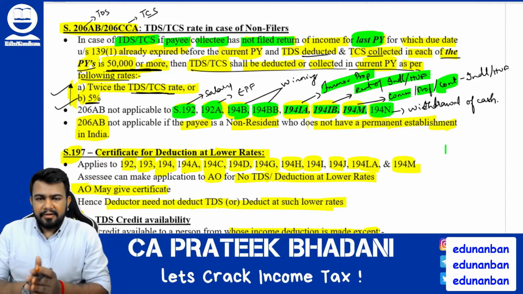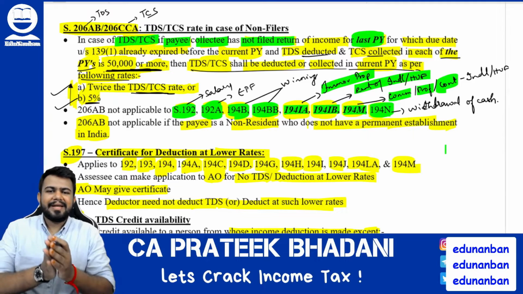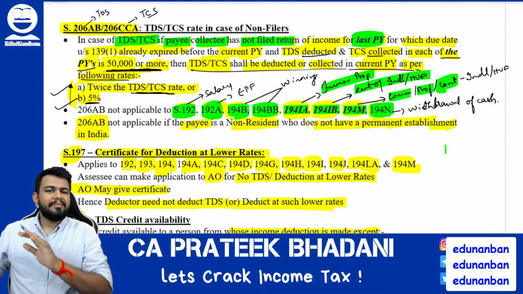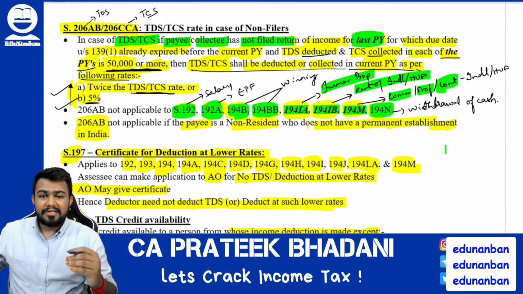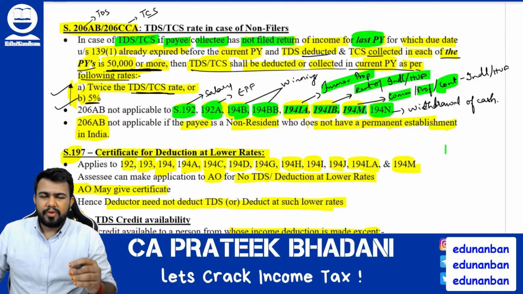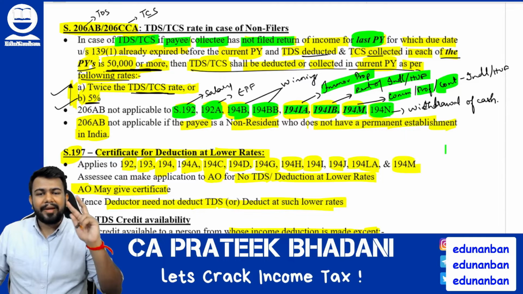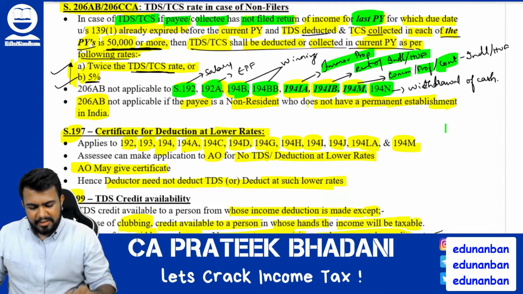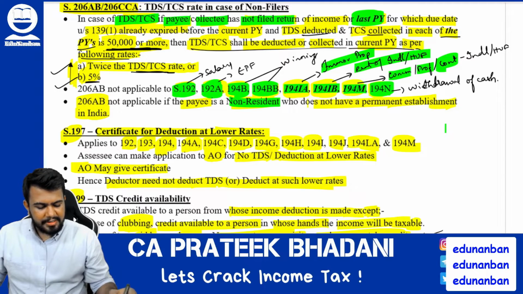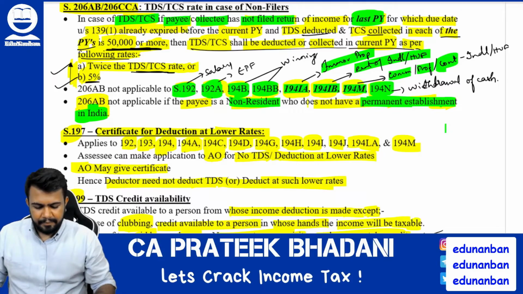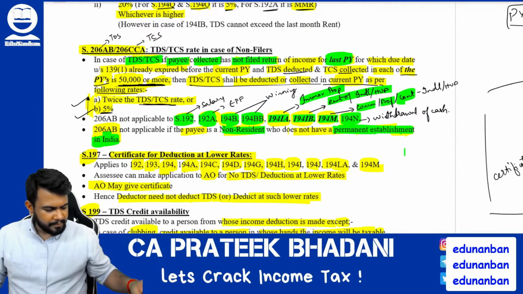So if the due date for income tax return is over before the previous year, and in that year the income tax return was not filed and TDS or TCS was above 50,000 rupees in that year, then in this year, that is the previous year 22-23, TDS or TCS will be twice the rate or 5%, whichever is higher. Also this section is not applicable to a non-resident who does not have a permanent establishment in India. I hope you are clear.